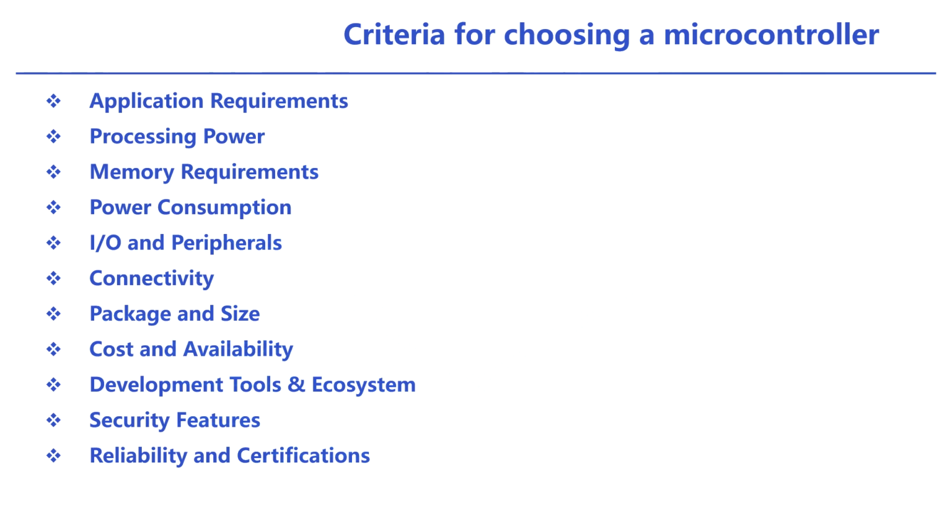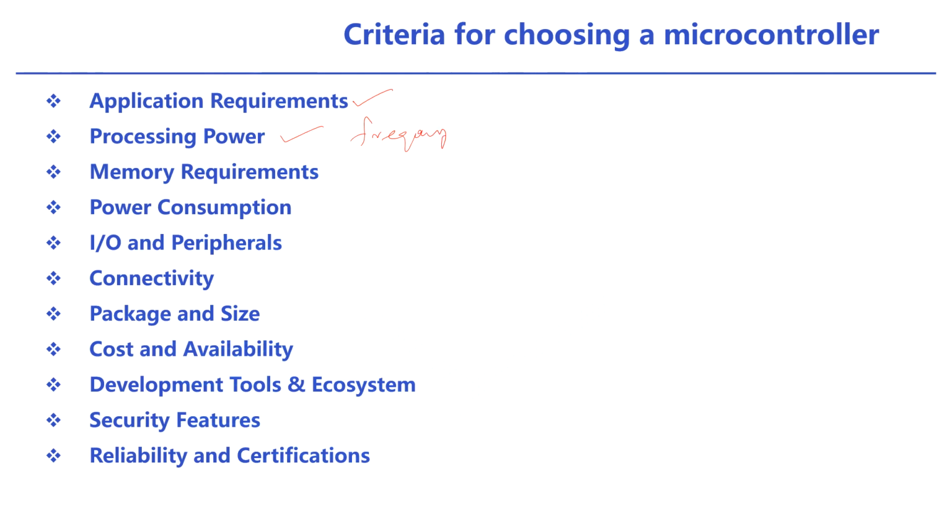Next, criteria for choosing a microcontroller. And one more important thing, when you are developing any application, you need to select a microcontroller. First, you need to consider your application requirements. Then you need to consider the processing power of your microcontroller. Processing power is nothing but its frequency of operation. At what frequency it is operating.